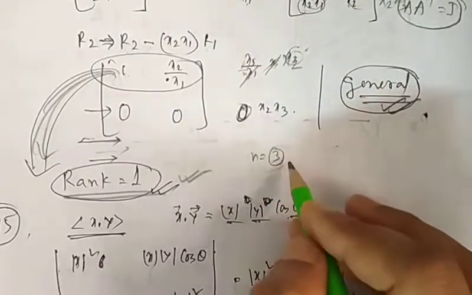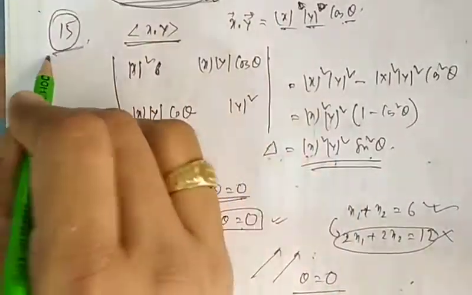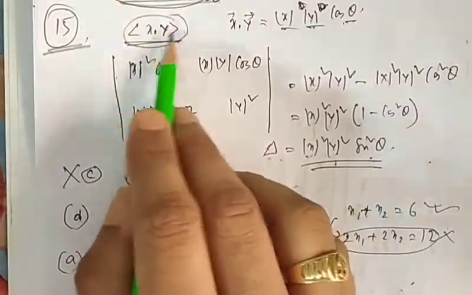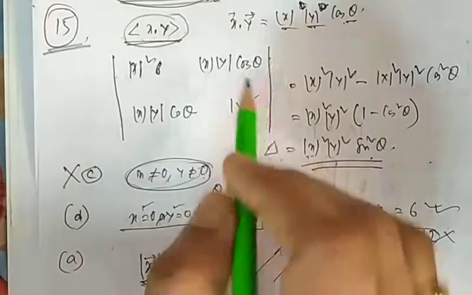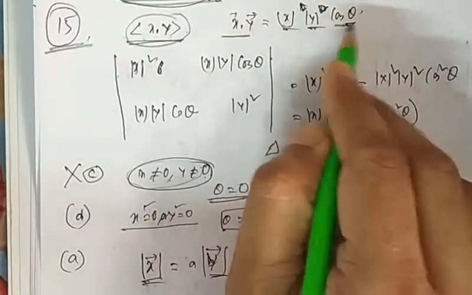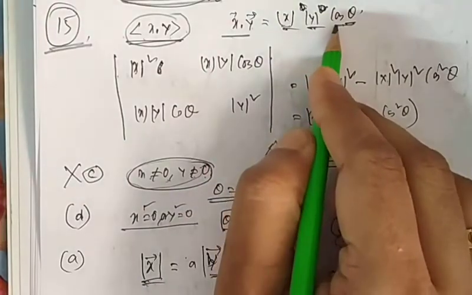So you have to think whether it will be 2 or 3 or 4 or something like that. Next, coming to question number 15, they have mentioned this symbol. This symbol is the dot product. Whatever the symbol they give, you know that the product is x·y = |x||y| cos theta, where theta is the angle between the vectors.